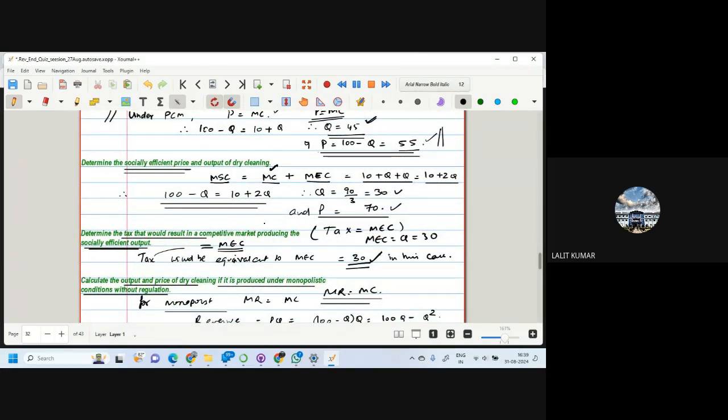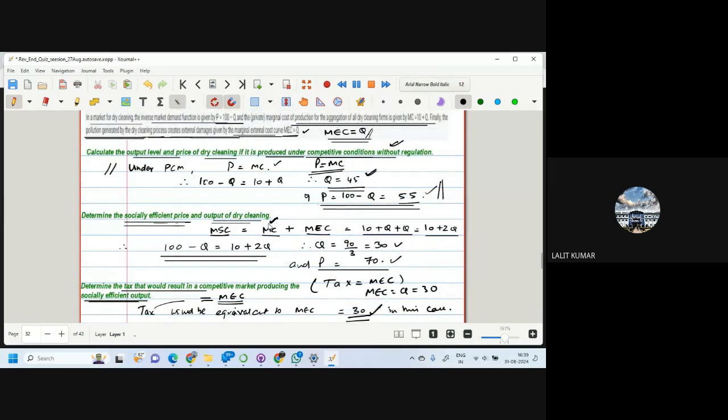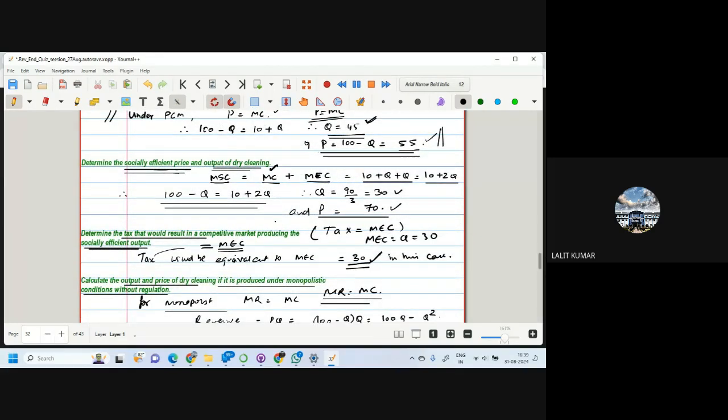Now determine the socially efficient price and output of dry cleaning. So for the socially efficient price, what do we do? Marginal social cost is marginal cost plus MEC, which is given. So this becomes 10 plus Q plus Q, 10 plus 2Q. And we now equate this with 100 minus Q. So in this case, we get Q is equal to 30 and P is equal to 70.